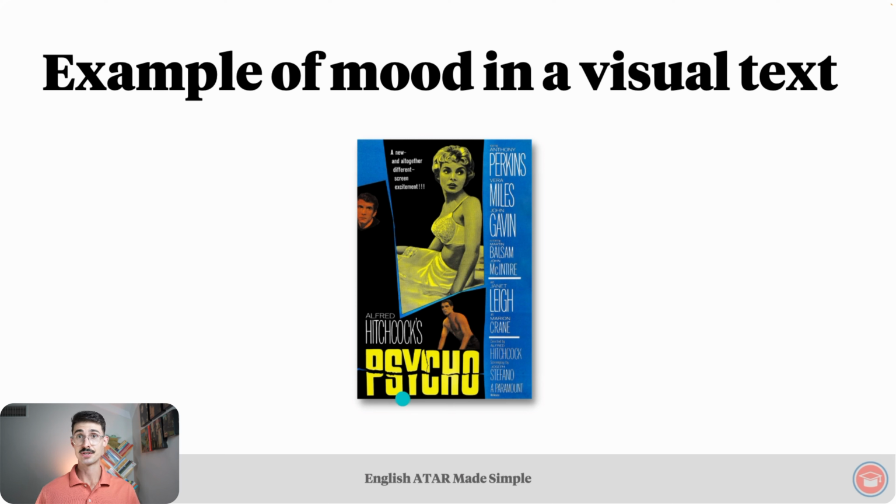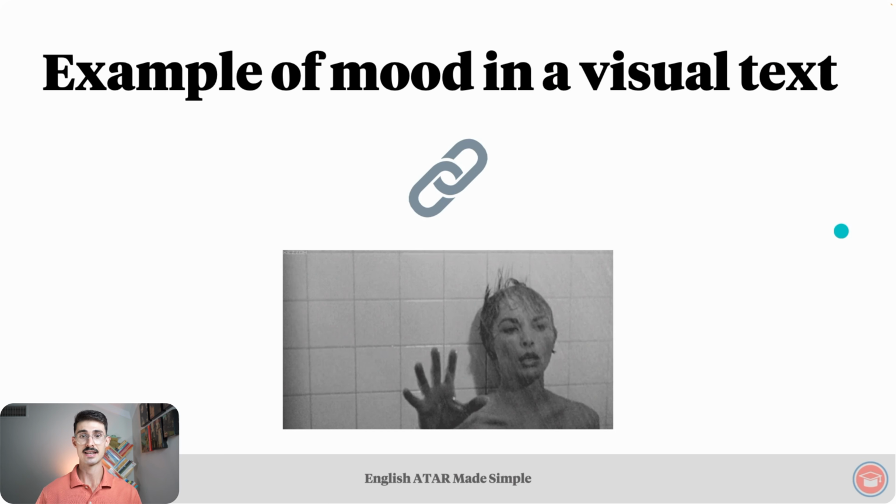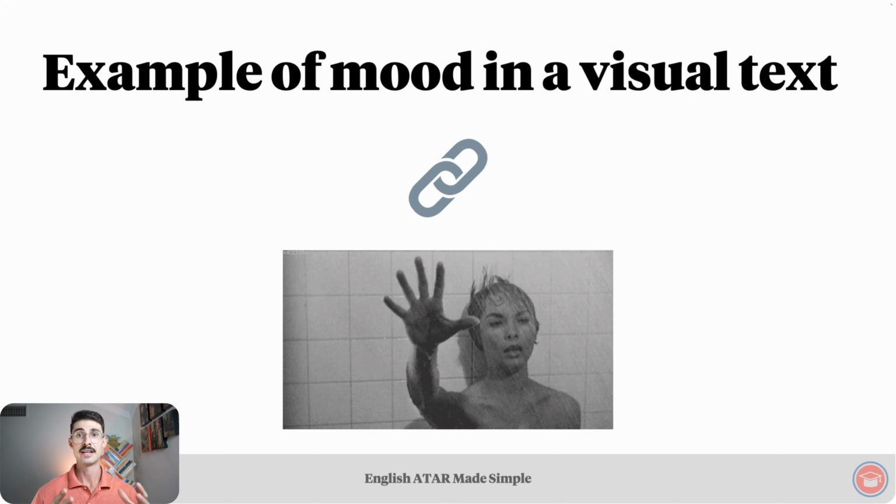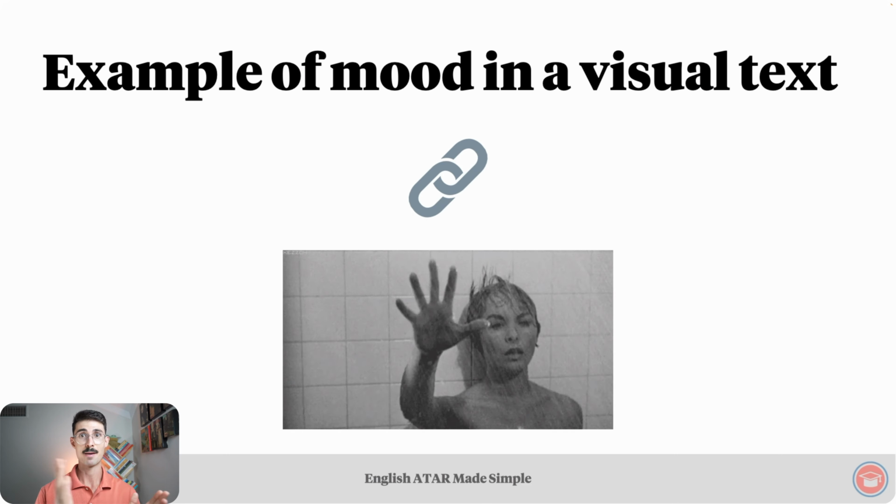The movie is called Psycho. It came out in 1960. It was directed by Alfred Hitchcock, who I mentioned a few lessons ago. And the scene that we're analyzing is the so-called shower scene. The link to this scene is in the resources tab below this video. Go give it a watch, come back once you're done.